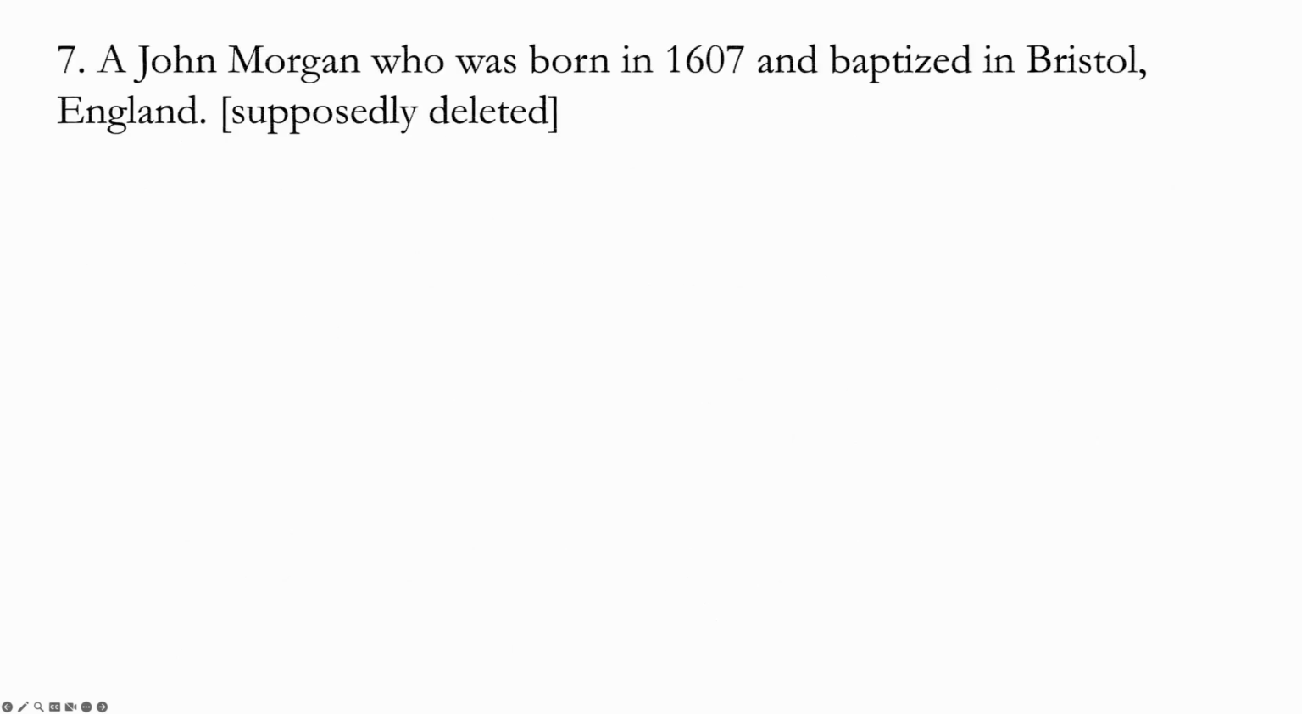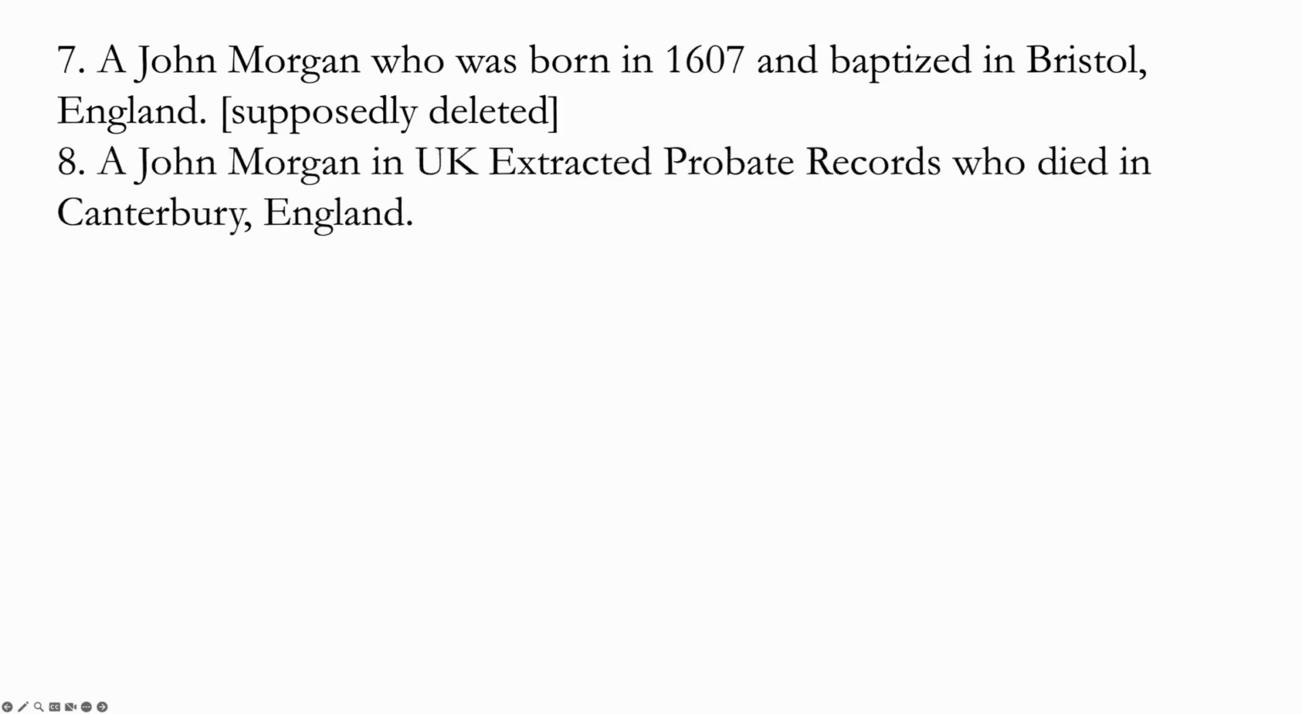Okay, one more. John Morgan, who was born in 1607 and baptized in Bristol, England. And somebody had tried to delete it and they weren't successful. Obviously this guy's way off the map. If he was born in 1607 and died in 1699, he was over 100 years old. Probably not likely. John Morgan in UK extracted probate records who died in Canterbury, England. Well, if he died in England, he's in England. And what did he have to do with the connection to the United States?